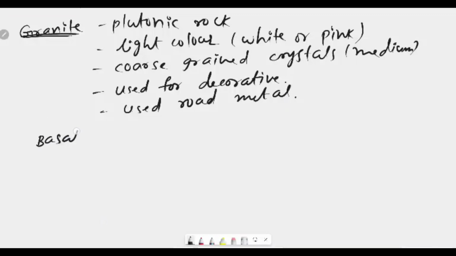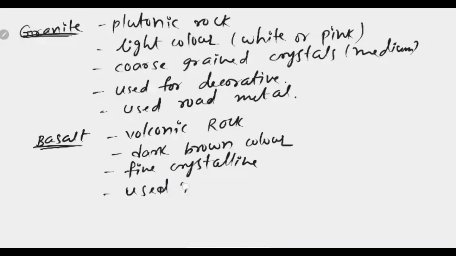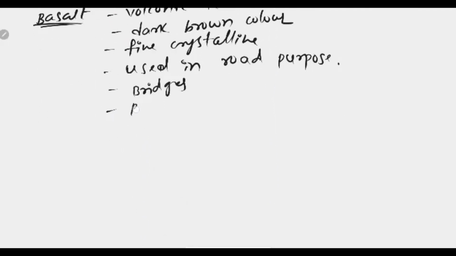Next important rock, basalt, and its properties are it is a volcanic rock, dark brown in color, fine crystalline, and used for road metal, used in road construction, mainly used for the construction of bridges and other engineering works, but not for important buildings due to dark color and bad polish. It has a very bad polish because it is dark in color, right?